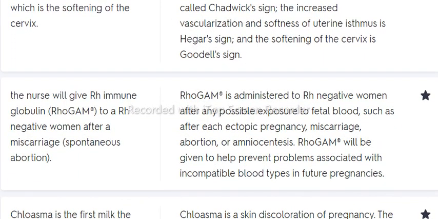The nurse will give Rh immune globulin to Rh negative women after miscarriage. RhoGAM is administered to Rh negative women after any possible exposure to fetal blood, such as after each ectopic pregnancy, miscarriage, abortion, or amniocentesis. RhoGAM will be given to help prevent problems associated with incompatible blood types in future pregnancies.